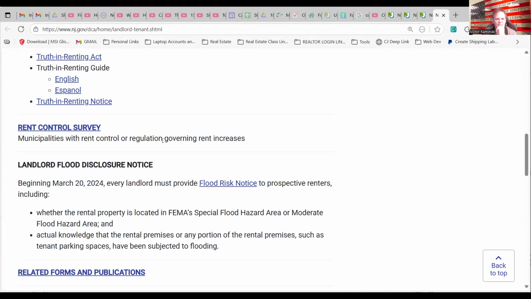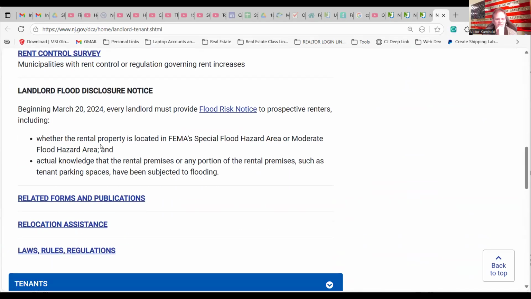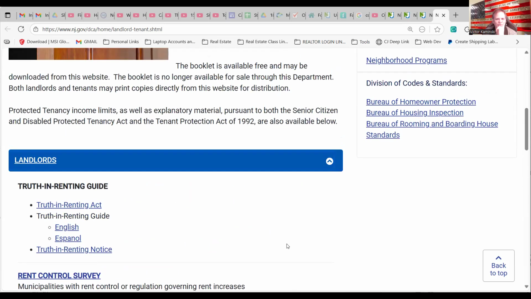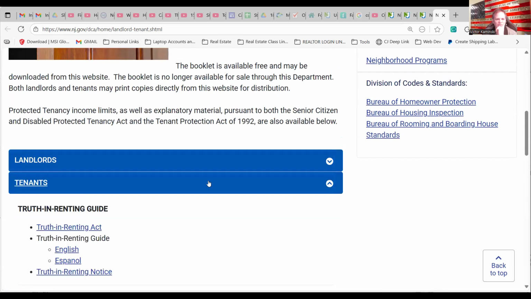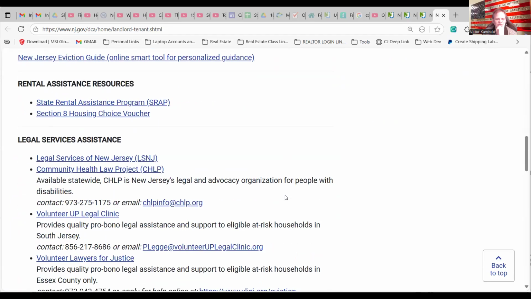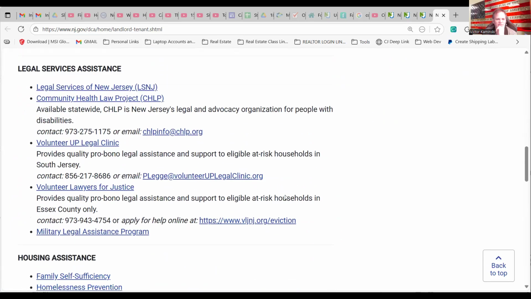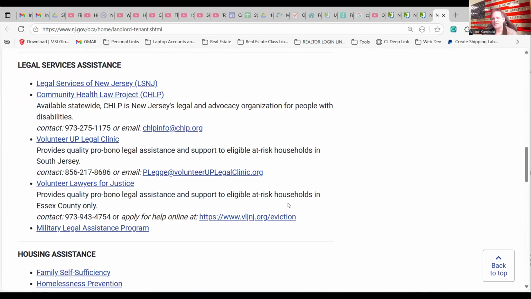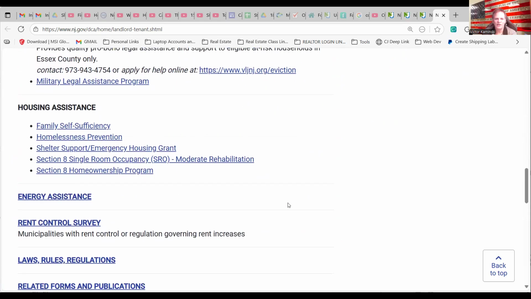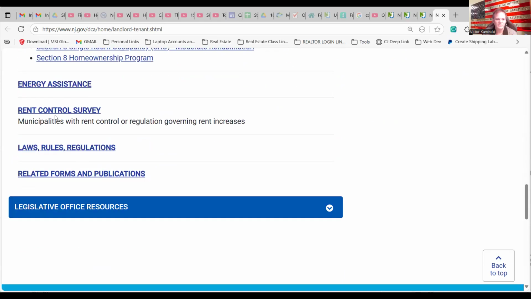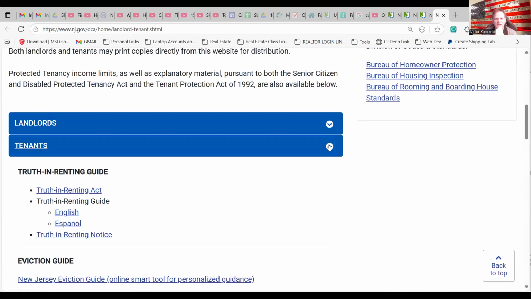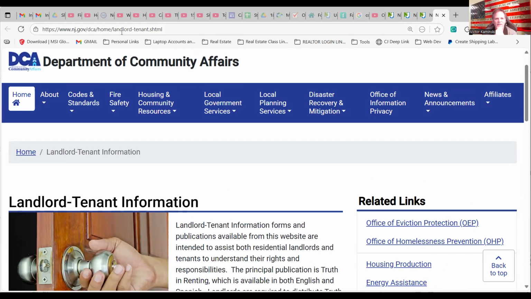And it opens up to the Truth in Renting Act in English. Here's the booklet in English and Spanish. Oh, wow. And then all kinds of other information from them: tenant questions and resources, legal services, all that. So they basically were making the Truth in Renting booklet interactive on their own website. That's all they did. They relocated it, they changed the name of the page.